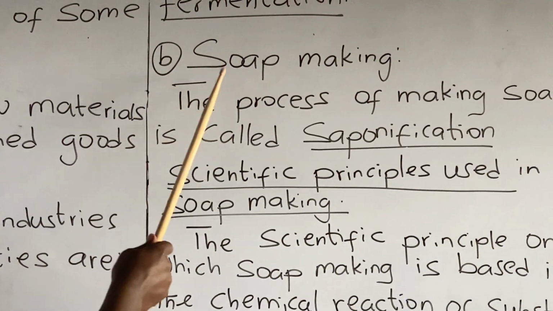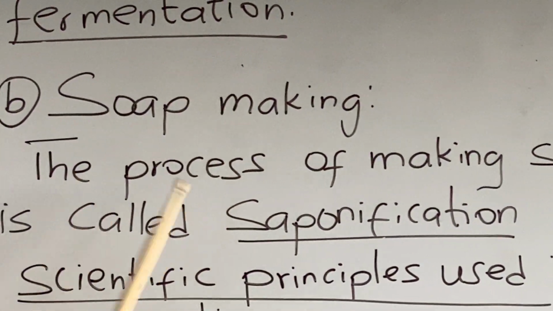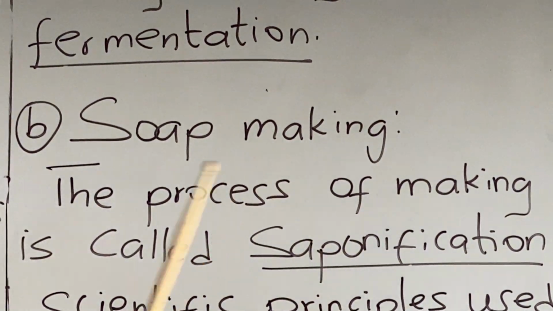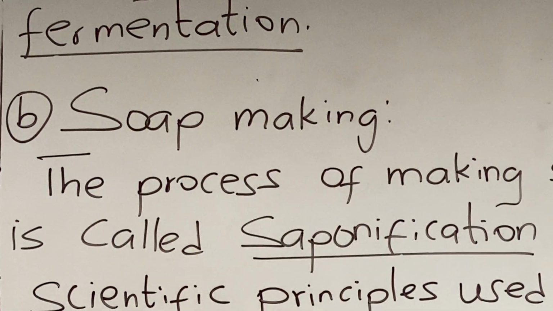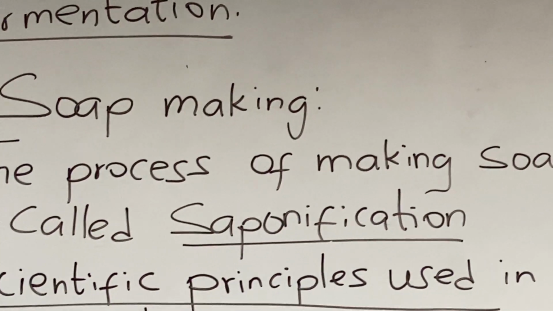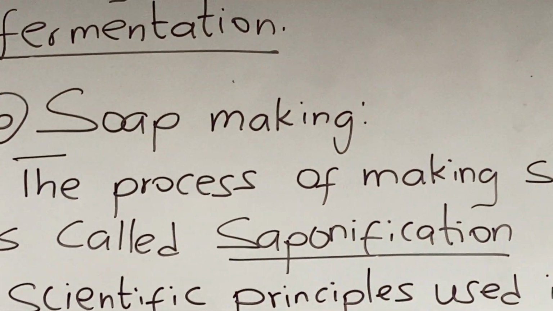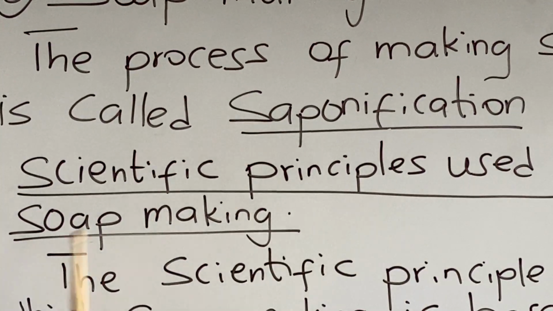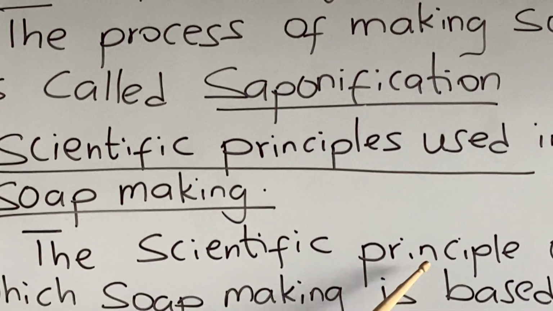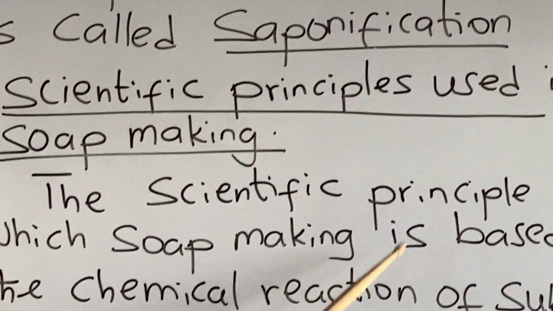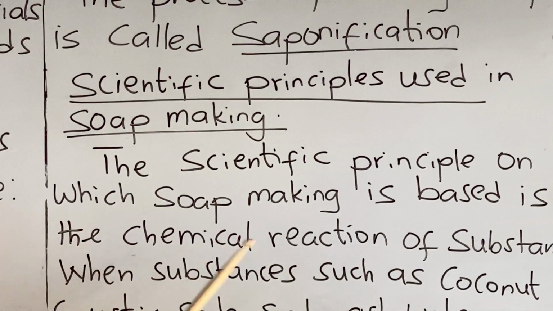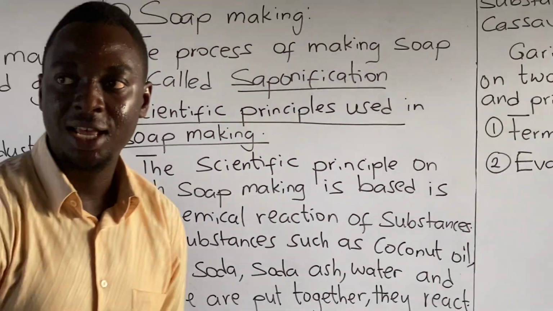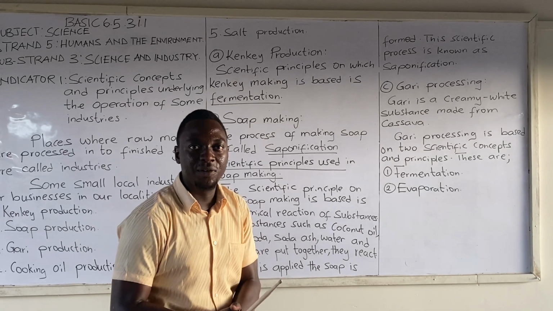Let's come to B, soap making. The process of making soap is called saponification. We will explain the saponification further under the scientific principle used in soap making. The scientific principle on which soap making is based is the chemical reaction of substances. So this chemical reaction of substances is what we term as saponification.